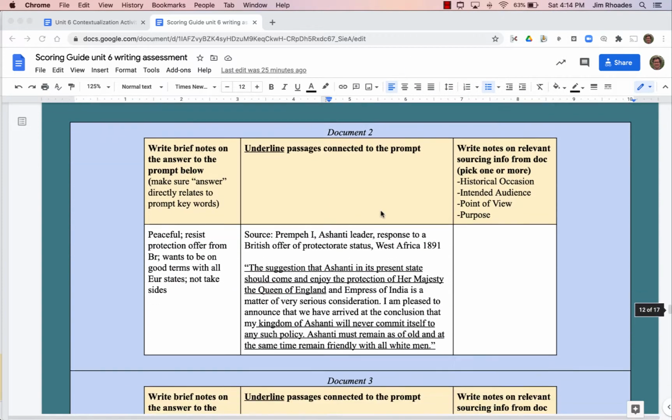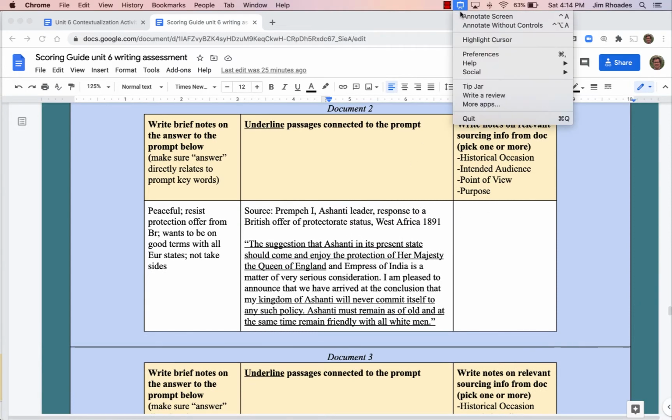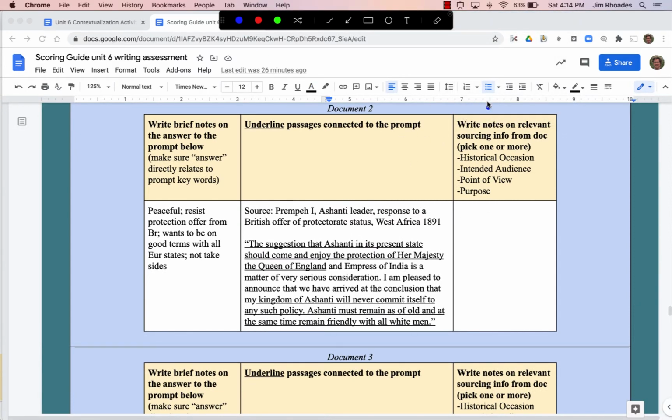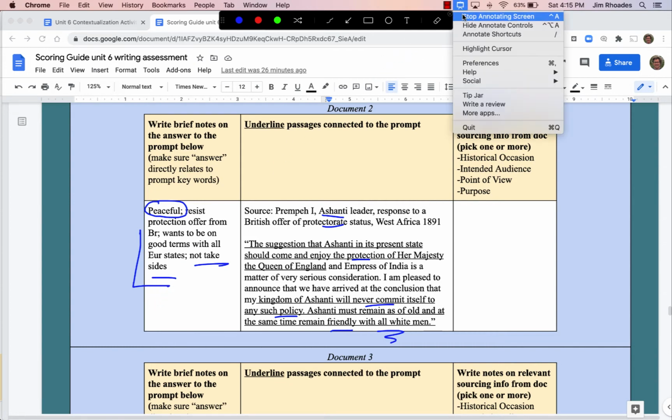We're going to look at each document really quickly, and the scoring guide focuses on the source stuff over here, so we're just going to focus on the answer. Here in this number 2 document from an Ashanti leader responding to a British offer of protectorate status, there's a suggestion that we should enjoy the protection. He says we will not commit ourselves to a policy. We must remain at the same time friendly with all white men. So I called this peaceful again. Resisting protection offer, wants to be on good terms with all European states and not take sides. So we have 2 peaceful responses so far.